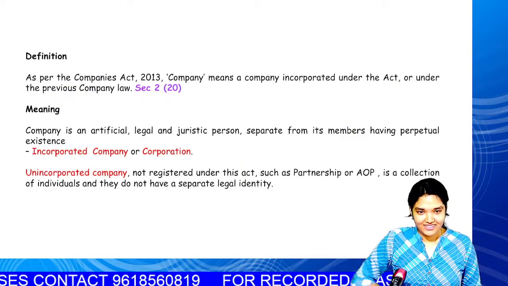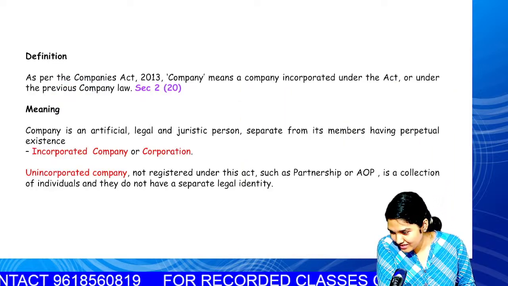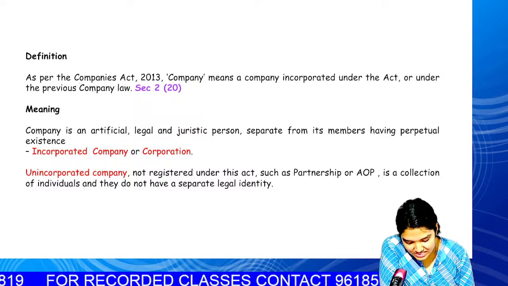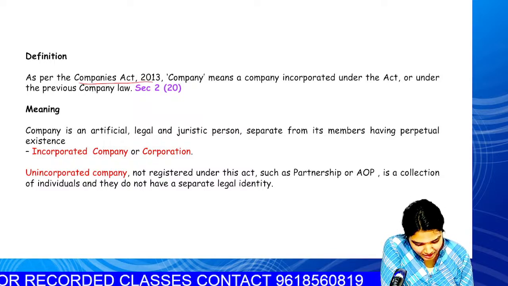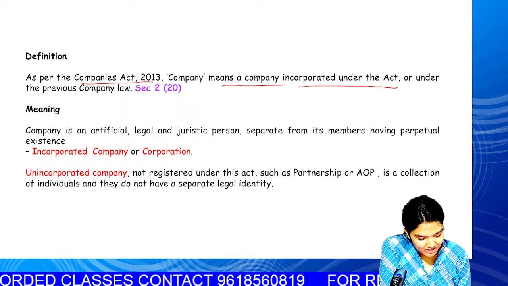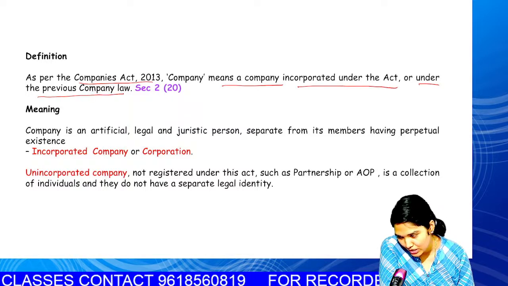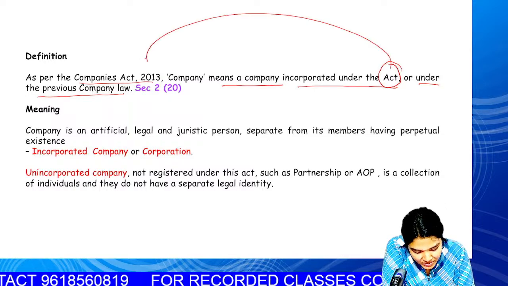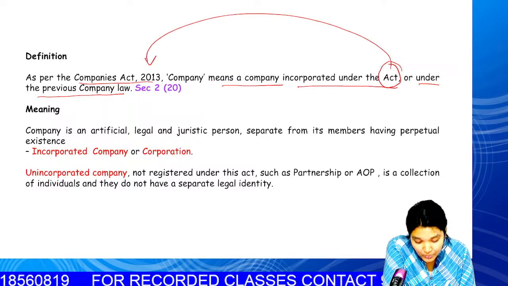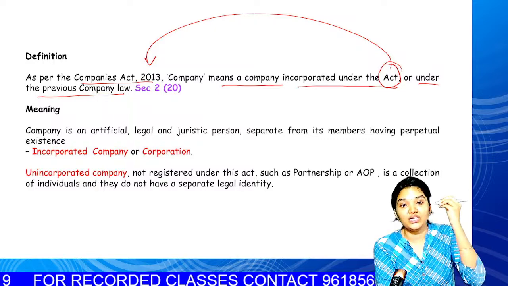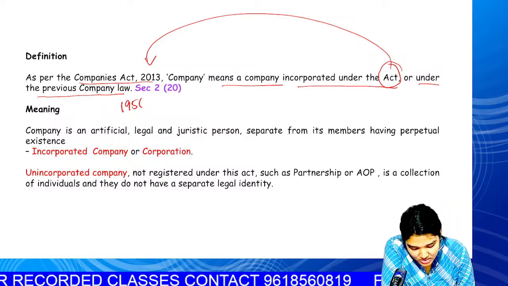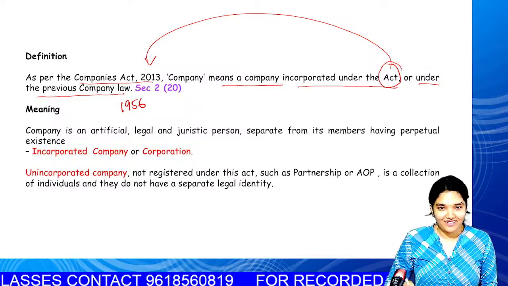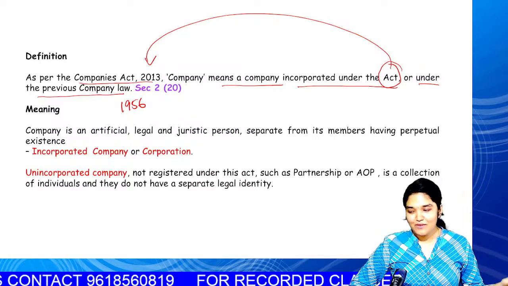Okay. So let's start with the main thing in our syllabus, that is the definition of the company. As per the Companies Act 2013, company means a company incorporated under the Act or under the previous company law. Incorporated under the Act means which Act? Companies Act 2013, and the previous company law means the Companies Act 1956. So company means a company incorporated under this Act or any previous law.